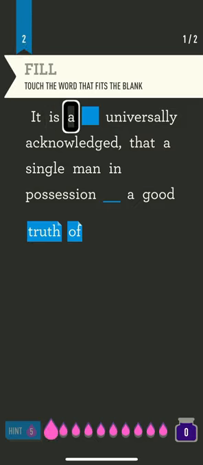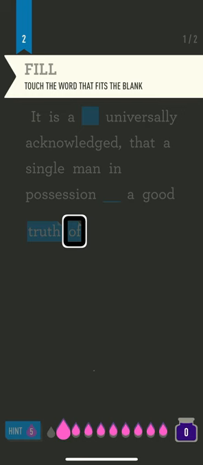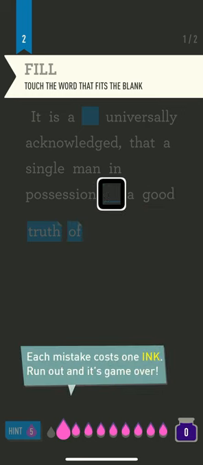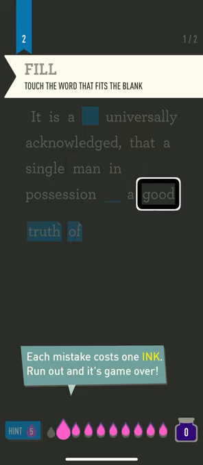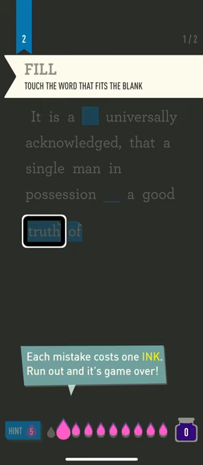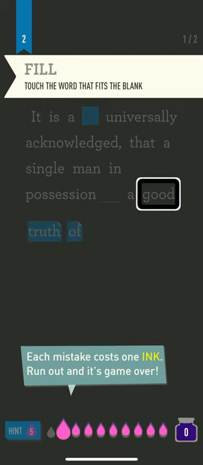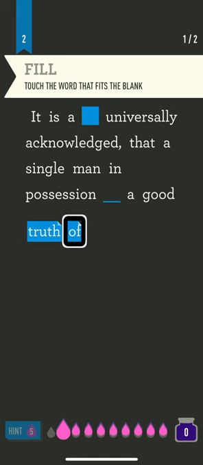It is a blank universally acknowledged that a single man in possession of a good truth. Fill. Word fragment. Activity 15 characters. Truth. Good.